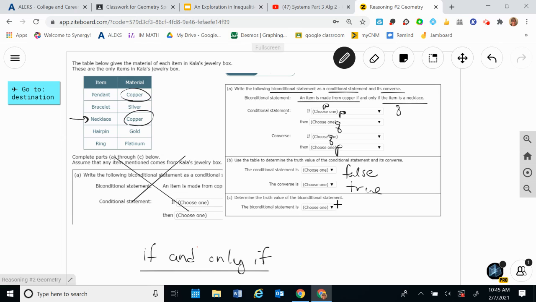Determine the truth value of the biconditional statement. An item is made from copper if and only if the item is a necklace. Well, both of these must be true. The conditional and the converse must be true. To evaluate an if and only if statement, you need to be able to say that this condition is true and that the converse is true. You can read it both forwards and backwards. And so this would be false. Okay, let's try the next one.